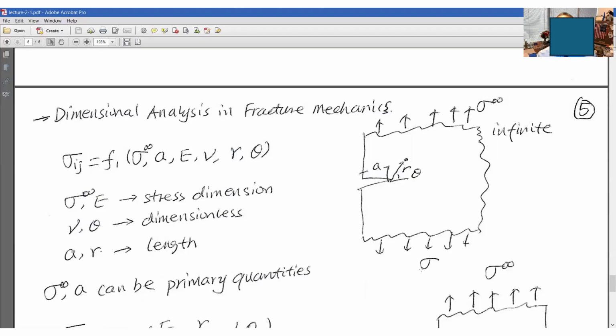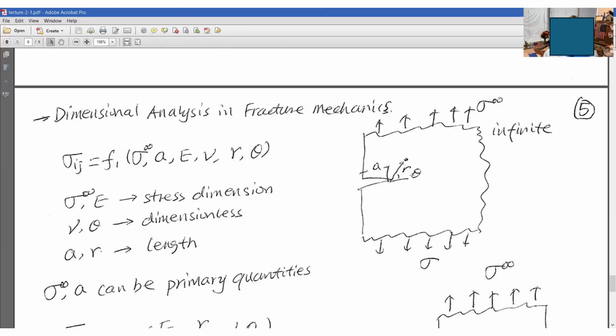The first example is the infinite plate. As I told you guys, an infinite plate is practically not infinite. It just means that its width is much larger than the crack length. You should also know that this is not a central crack, it is an edge crack, and this is A. For the central crack, the whole length is denoted as 2A.